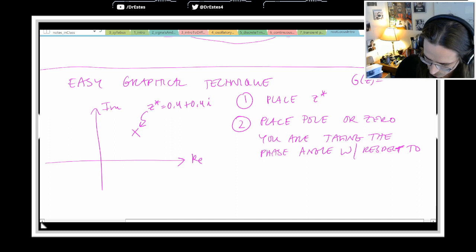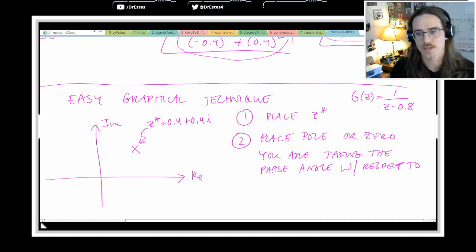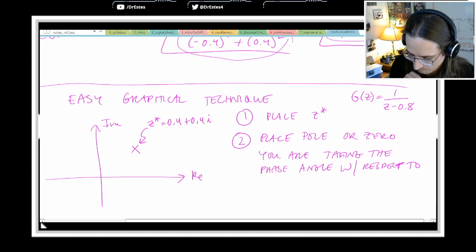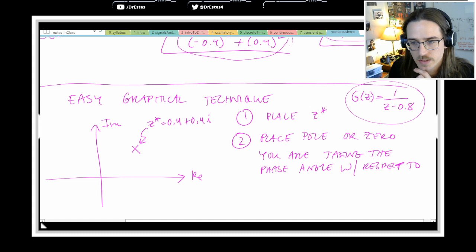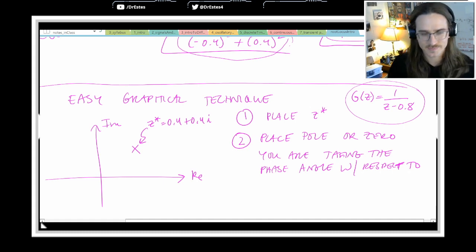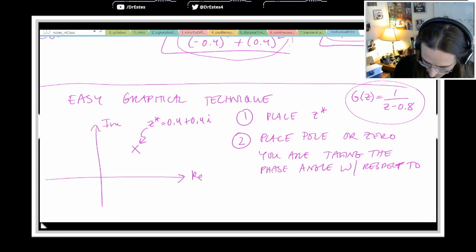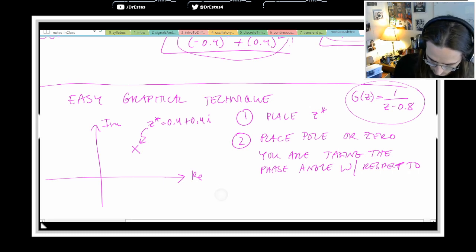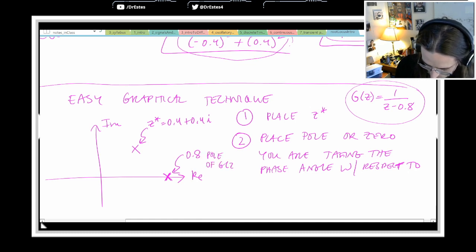G of z is 1 over z minus 0.8. So z minus 0.8, this has a pole at 0.8. And so we're going to place this pole in the complex plane. So this is what I mean. So this is the pole of G of z.